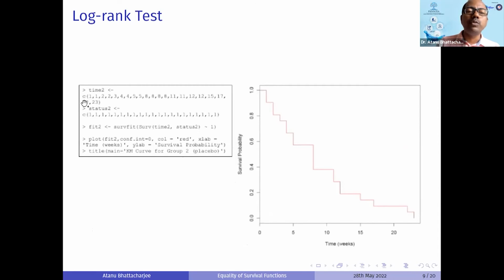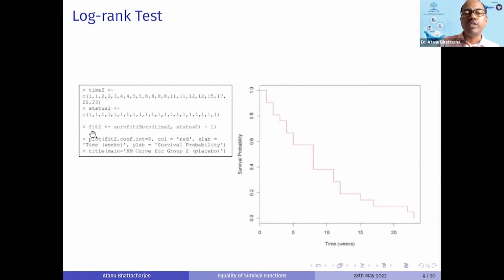So let's say at the first time point we have first individual measurement 1, second individual 1, third individual 2, fourth individual 2, like that. These are the numbers of individuals at which time we measure, and simultaneously we measure their status value like 1, 1, 1, 1. So all of them died, we mentioned.